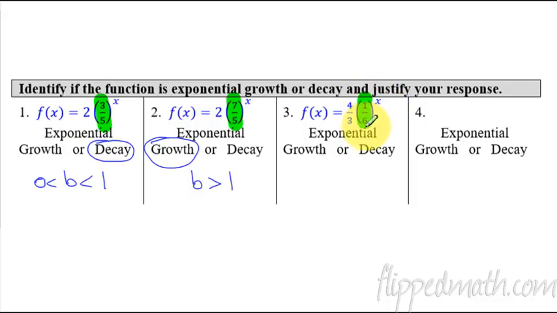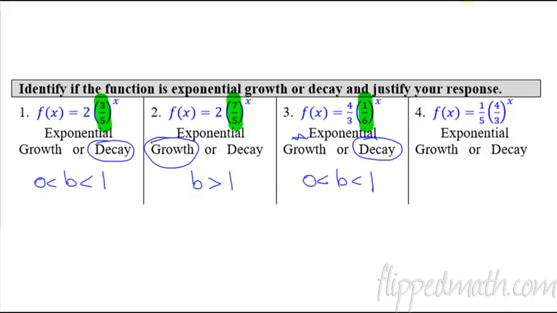Next problem, f of x is equal to 4/3 times 1/6 to the x. So here's our base, 1/6. That is smaller than 1. So, oops, not growth. This is decay. It's getting smaller and smaller. So it's because b is in between 0 and 1. So we just put a little less than in between those.